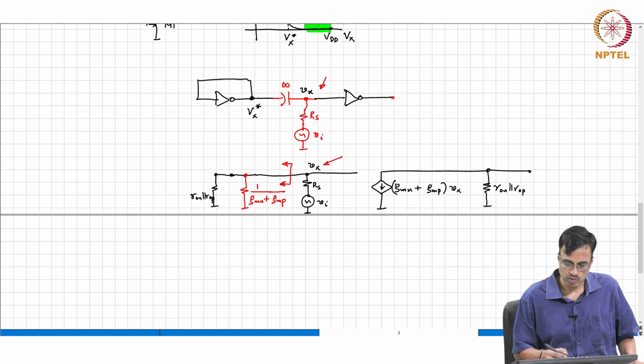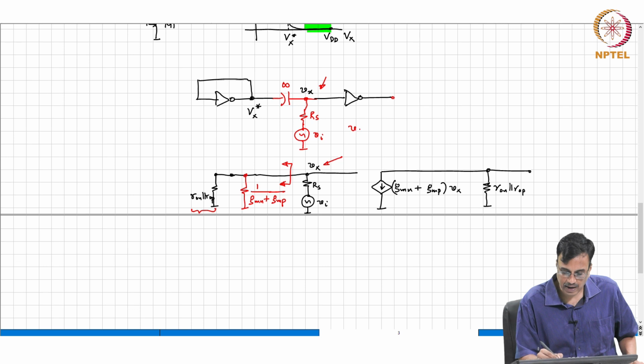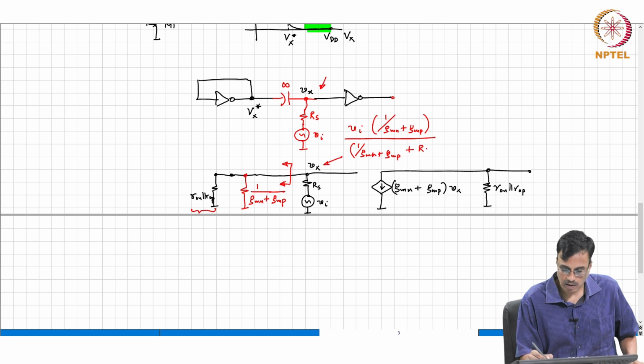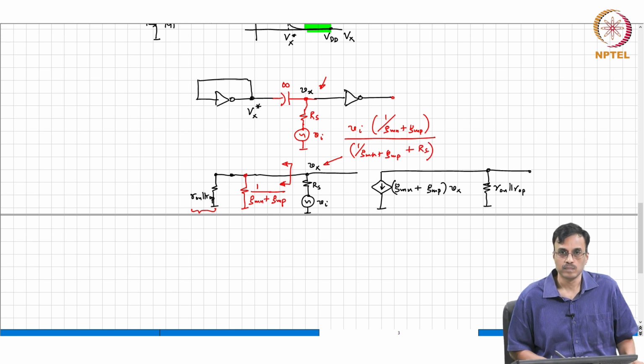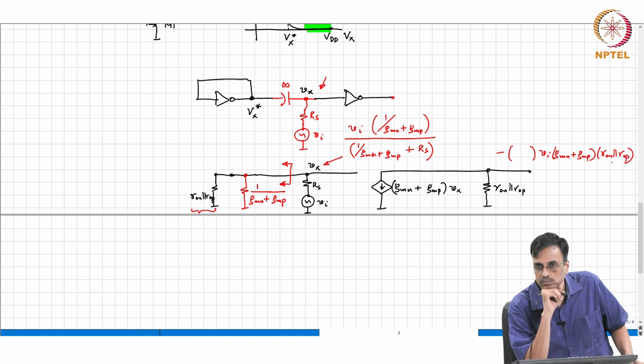There is voltage division. So, if you neglect this RON parallel ROP, then the voltage there, small Vx, is nothing but Vi times 1 over GMN plus GMP divided by 1 over GMN plus GMP plus Rs. That makes sense? And then the output voltage will be this multiplied by minus GMN plus GMP times RON parallel ROP. Does that make sense, people?